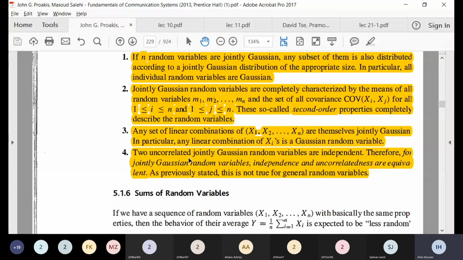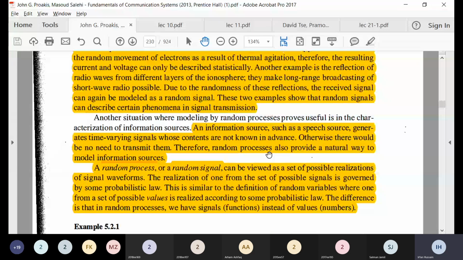And if we have uncorrelated Gaussian random variables, then we have already seen that if they are uncorrelated, then they are also independent. This is only and only true for Gaussian random variables. So independence and uncorrelatedness are equivalent for jointly Gaussian random variables, but this is not true for other random variables.